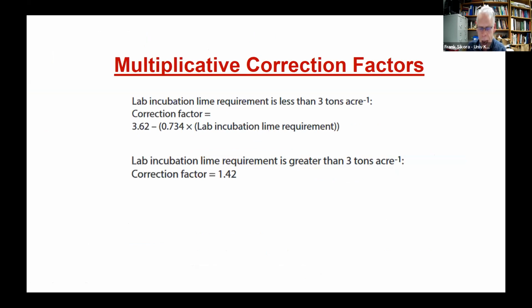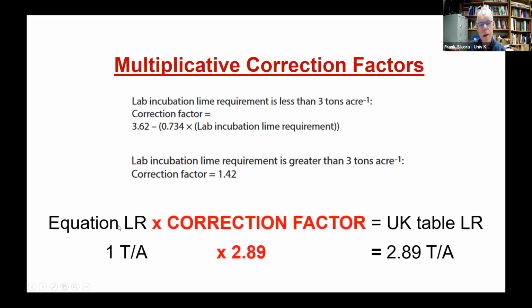Well, much to my dismay, the formulas in the previous graph calculating lime requirement did not produce a value that we had in our recommendations tables at UK. And what I've observed is I needed a multiplicative correction factor to multiply the equation lime requirement by to get to values in the table. And these are the equations to obtain those correction factors.